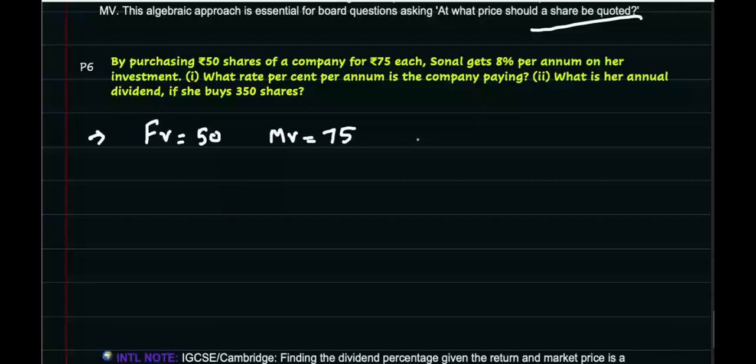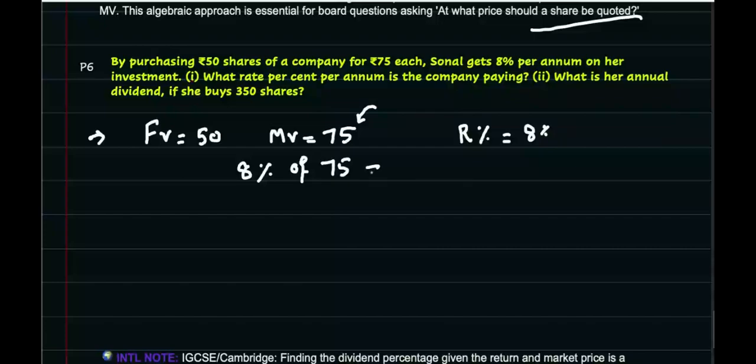She is getting 8%. The investment is on the market value, not the face value. Okay, 8%. Return percentage is how much? 8. What rate percent per annum is the company paying? Means you have to find out the dividend percentage. First of all, we need to find out that. So what will you do here? You know that face value is 50. Annual dividend is how much? 8% of 75.